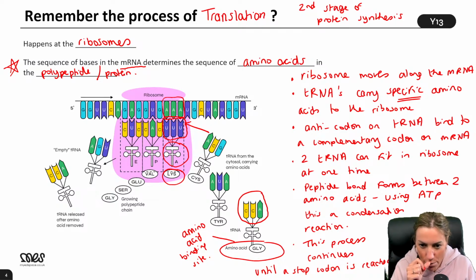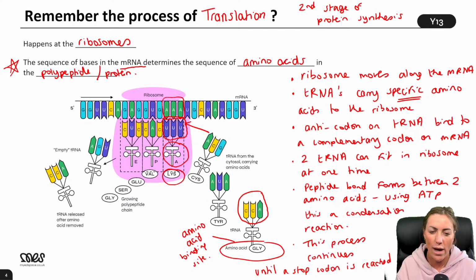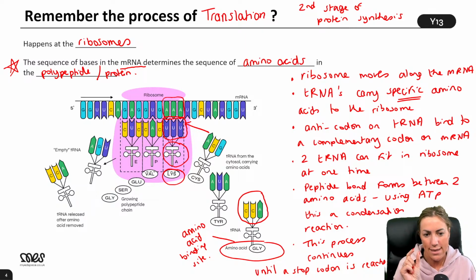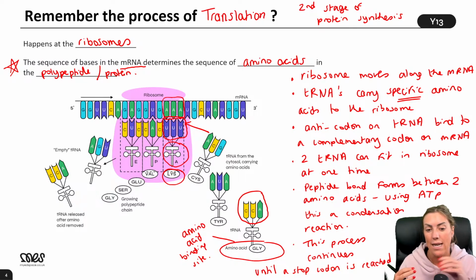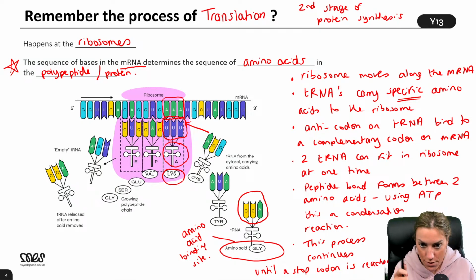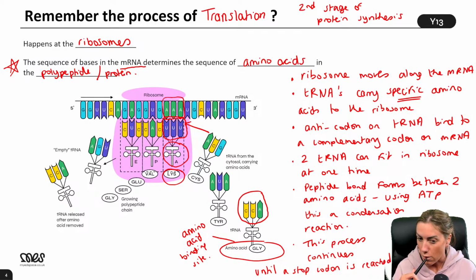You didn't learn stop codon. Oh, that's interesting. I think for OCR A, even in year 12, you should have learned stop codon. So the stop codon is a specific sequence of bases on the mRNA, which basically marks the end of the polypeptide. Like there's no amino acid for that codon. So the polypeptide is basically completed and it gets released from the ribosome. Okay.